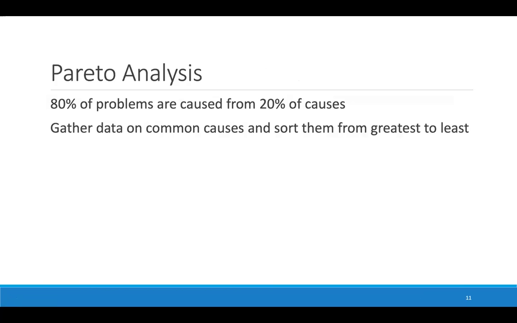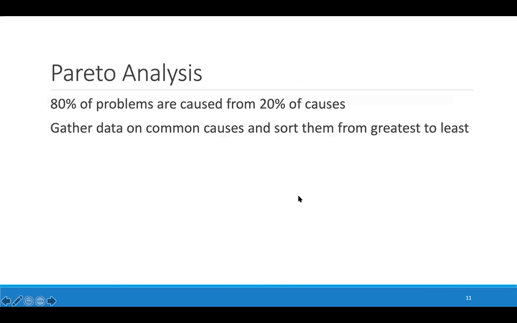Another one I want to go over is Pareto analysis. A Pareto analysis is the 80-20 rule. 80% of problems are caused from 20% of causes. Now you'll see this in other contexts too. But 80% of problems are caused from 20% of causes.